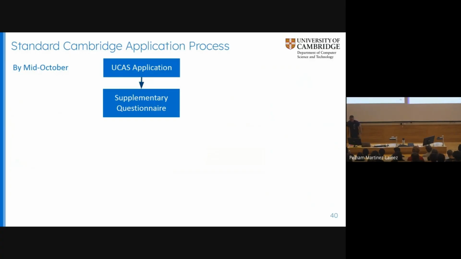So let's talk about what you actually have to do if you're going to apply and get in. First up, by mid-October, you know this bit, you have to have a UCAS application. If you apply to Cambridge, we send you a supplementary questionnaire and we ask you some extra stuff. There are tons and tons of web pages and information on the generic Cambridge stuff. I am not going to focus on that today. If you want to find out more about that stuff, then by all means go and have a look at the website. I'll talk about the computer science specific stuff.